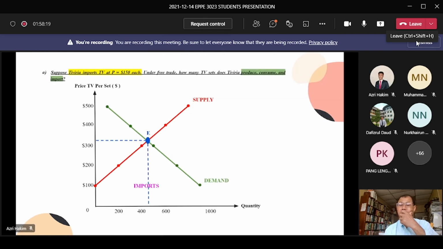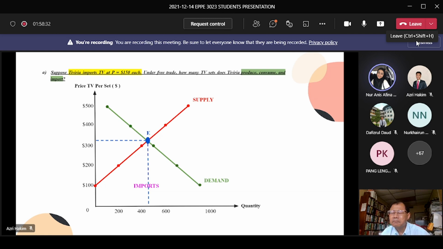And then question A. Suppose TVRA imports TVs at $150 each under free trade. How many TV sets does TVRA produce, consume, and import? When TVRA imports TV sets at a price of $150 each, the whole TV supply is illustrated in the graph above that we have created, where we just need to draw a straight line at the $150 price level.